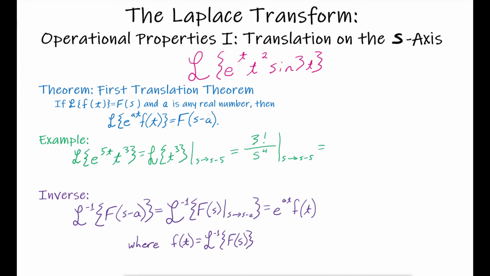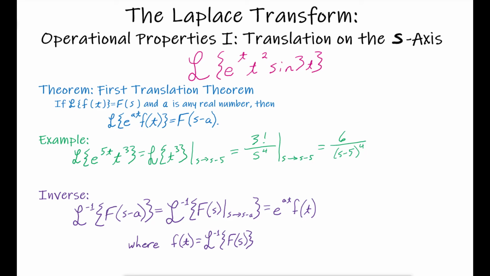So I'll do my substitution and I'll work out that factorial. 3 factorial is 3 times 2 times 1, which equals 6. And replacing s with s minus 5, I have s minus 5 to the 4th power. And in doing that, I just took the Laplace transform of a product of e to the 5t and t cubed. It would have taken me multiple integration by parts to do that from the definition, but using this first translation theorem, I was able to do it in 3 easy steps, completely simplified.